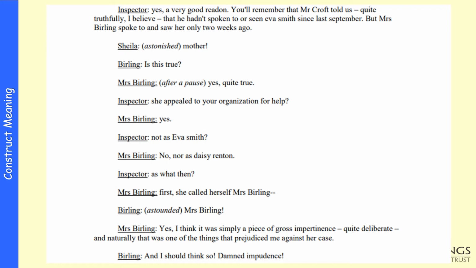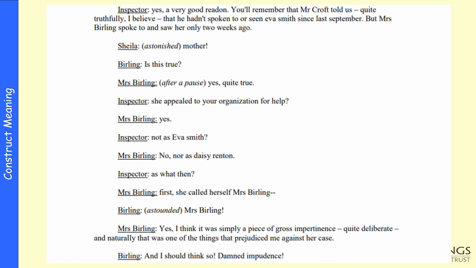You remember that Mr. Croft told us that he hadn't spoken to or seen Eva Smith since last September. But Mrs. Burling spoke to and saw her only two weeks ago. Mother! Is this true? Yes, quite true. She appealed to your organisation for help? Yes. Not as Eva Smith. No, nor as Daisy Renton. As what then? First, she called herself Mrs. Burling.